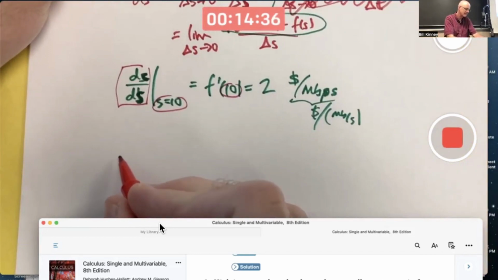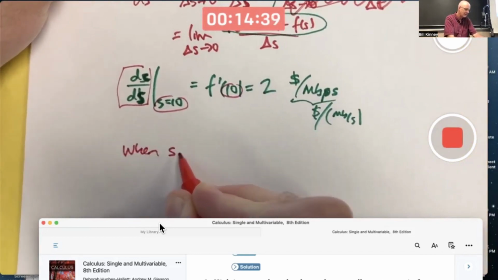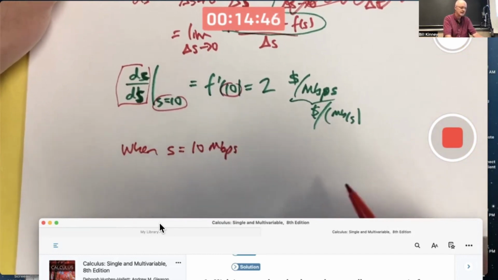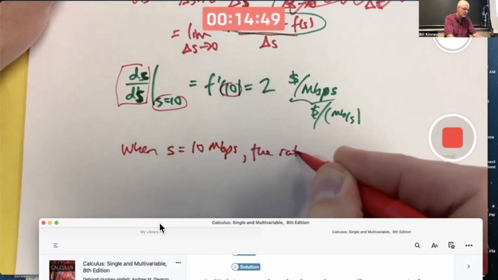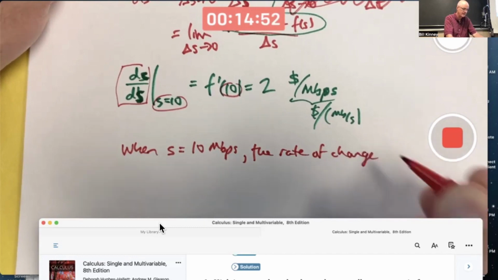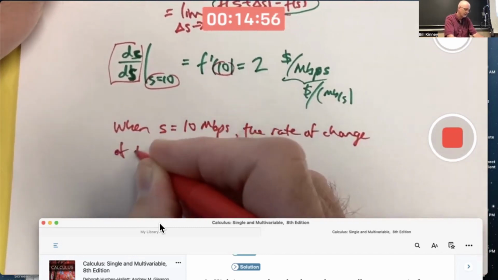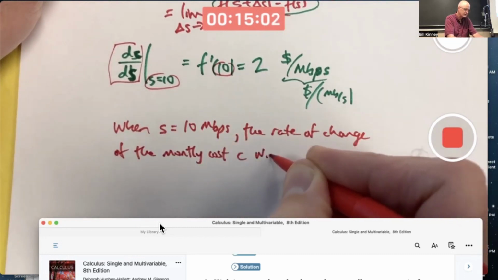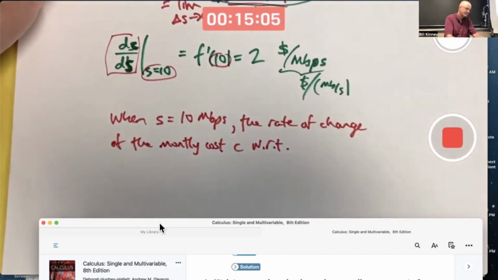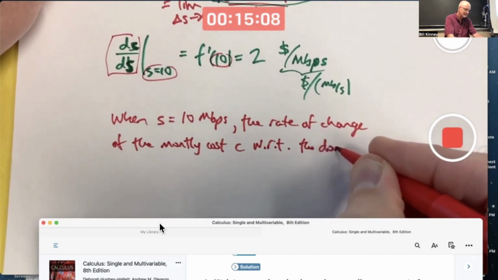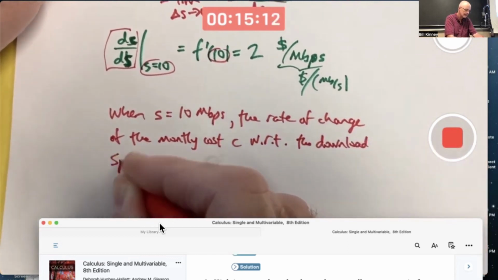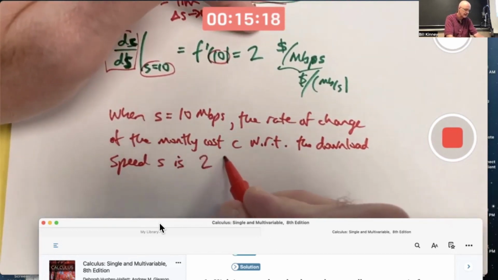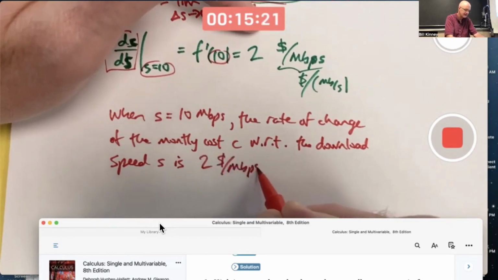What does this mean? This means when the download speed is 10 megabytes per second, that is Mbps, the rate of change, the derivative is the rate of change of the monthly cost C with respect to the download speed S, is exactly what I say up here, $2 per megabyte per second.